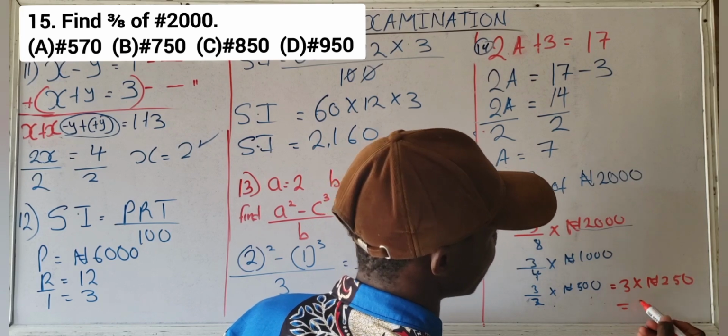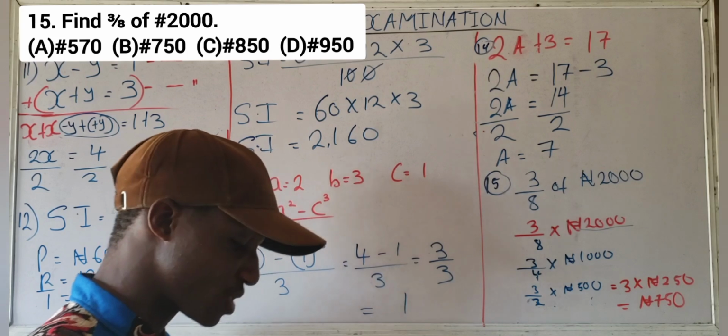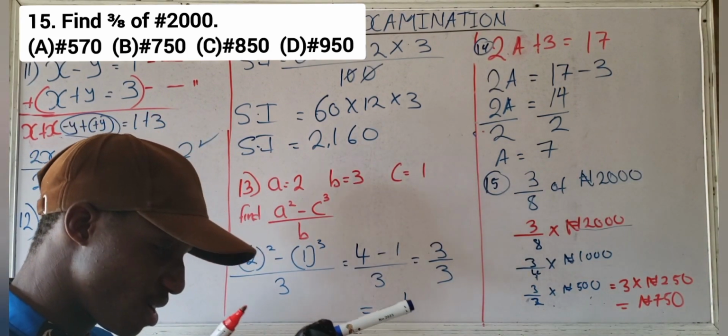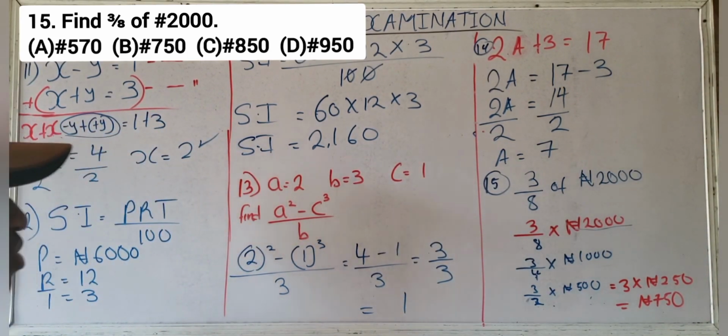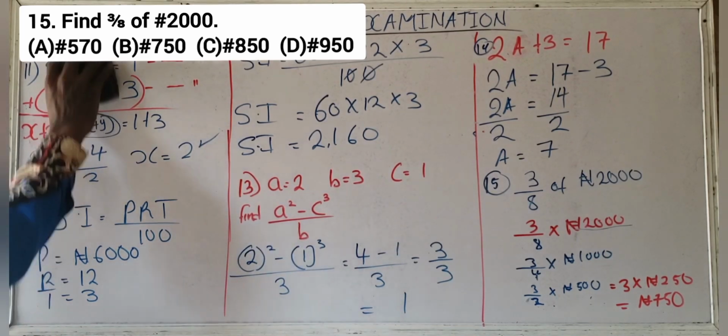The right answer is 750. So the final answer to that question is 750. Let's check the right option. Option B is correct. Now let's proceed to question number 16.